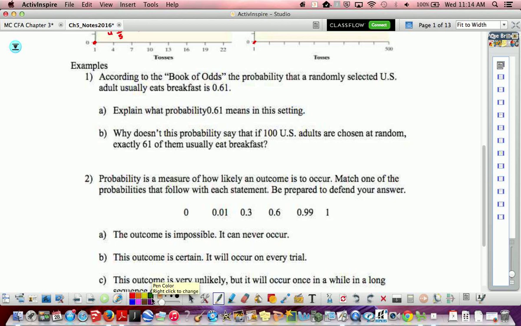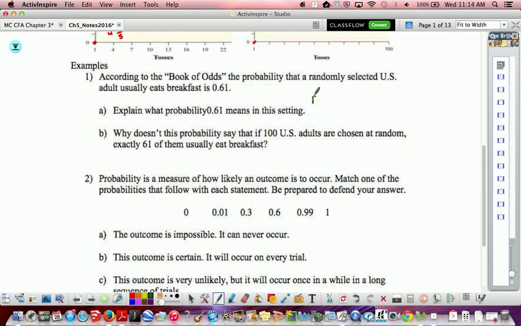So, in our example, to start us off here, it says, according to the Book of Odds, the probability that a randomly selected U.S. adult usually eats breakfast is 0.61. So in part A, it asks us to explain what does 0.61 mean in this setting. Okay? When we're given a probability, we're talking about if we're given a large sample. So what does this 0.61 mean?